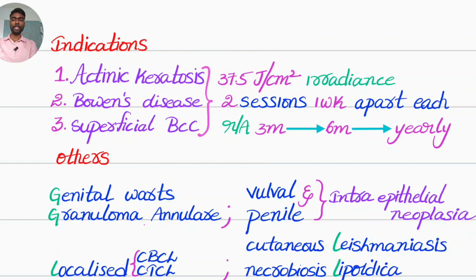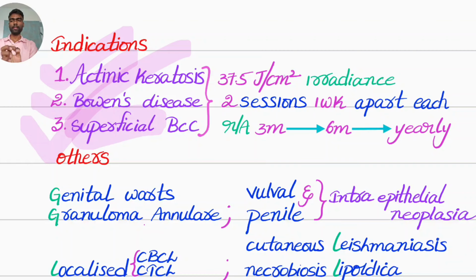Coming to indications, we got photosensitizer, we got light, where we can use it: actinic keratosis, Bowen's disease, superficial BCC. Remember this word clearly, superficial only. For all other BCCs, it is contraindicated. Why are we using topical cream only? Superficial BCC is just a patch, so we can use it.